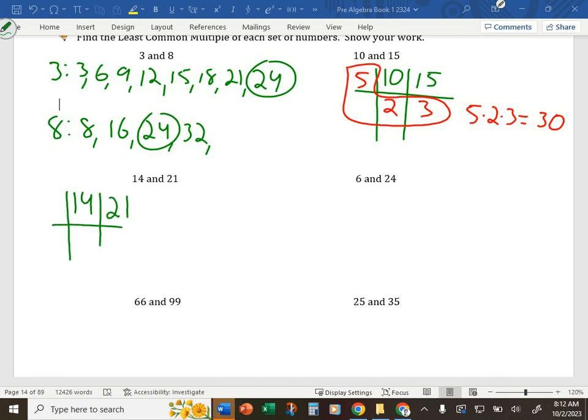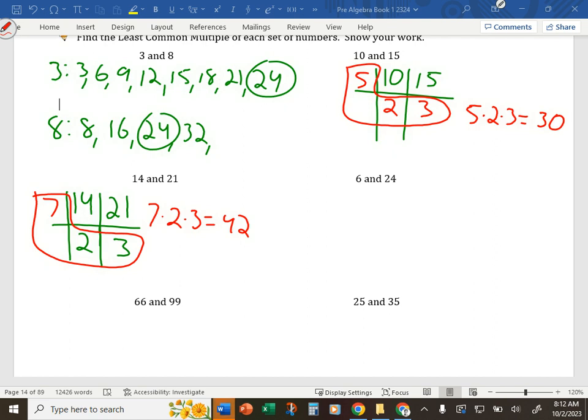14, 21. What can we pull out? We can take out a 7, right? So then divide by 7, 14 divided by 7 equals 2. 21 divided by 7 equals 3. Anything we can take out of a 2 and a 3? No. So what do? Take the L. Right? And 7 times 2 times 3 equals 42, and that is the LCM. Okay? Are we jotting these things down? Okay? Jotting these things down.